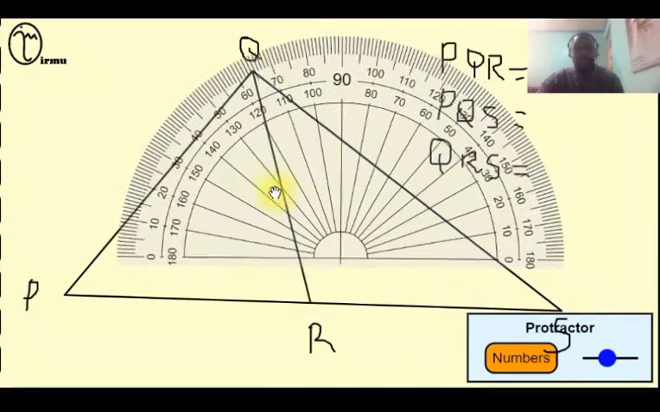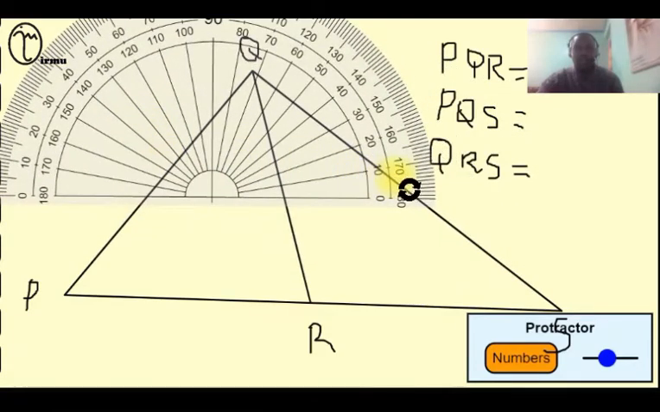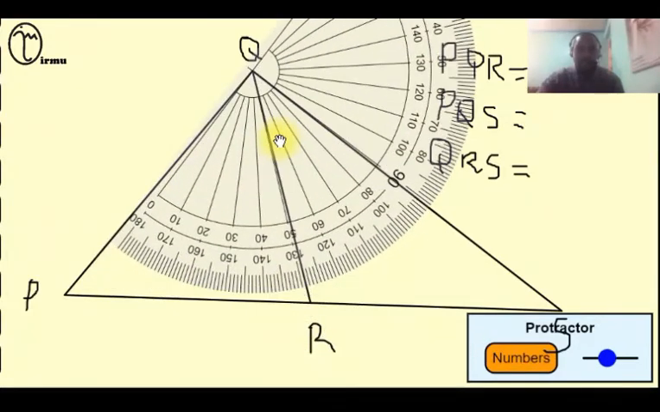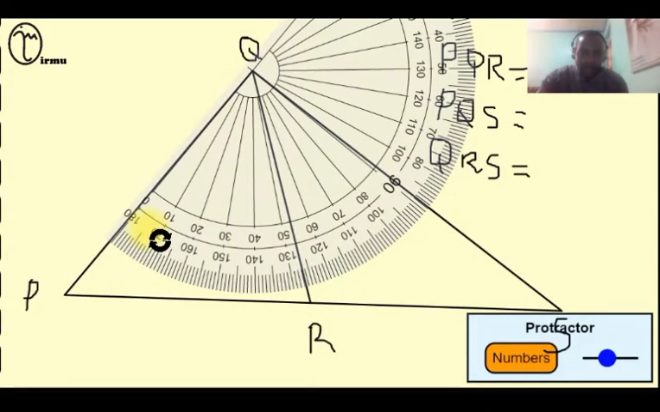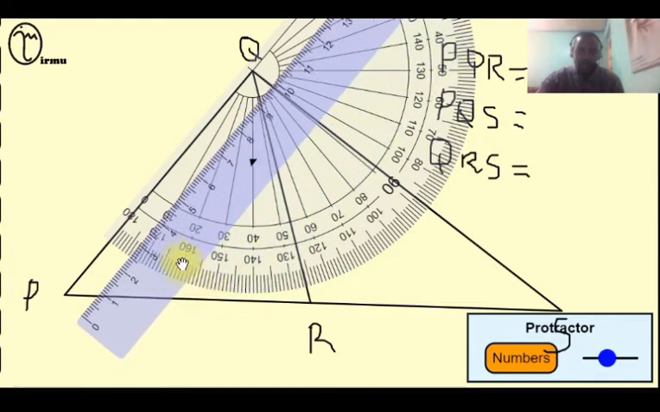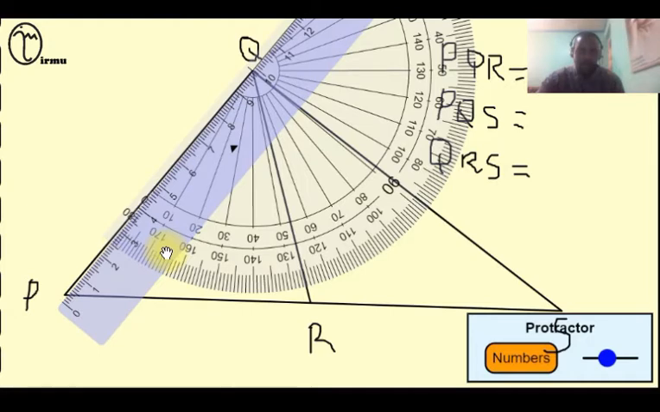If we decide our line PQ is the baseline, we have to rotate our protractor and place it in such a way that the 0 mark matches with line PQ, which is our baseline. I can use a ruler to highlight it and make it bold so that you can see it. So that's our baseline, and it's the line PQ. It's the one we are going to use.